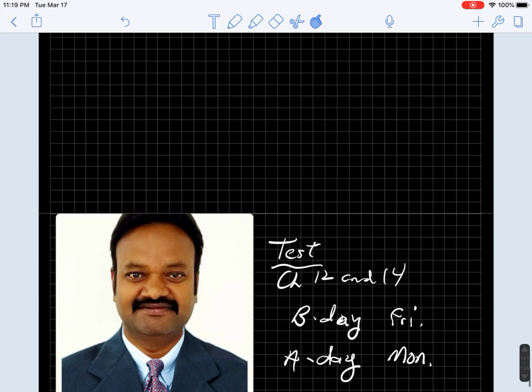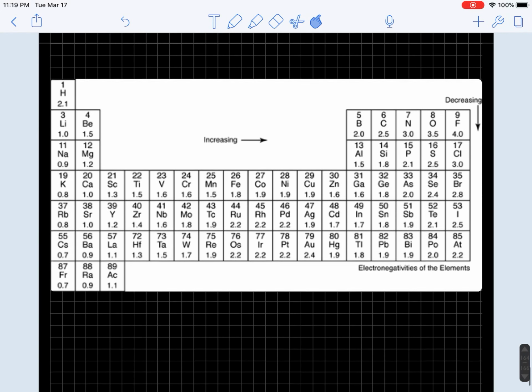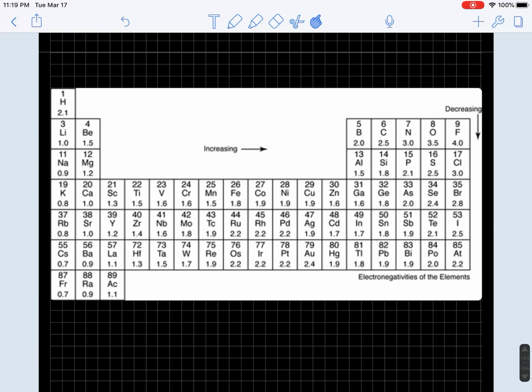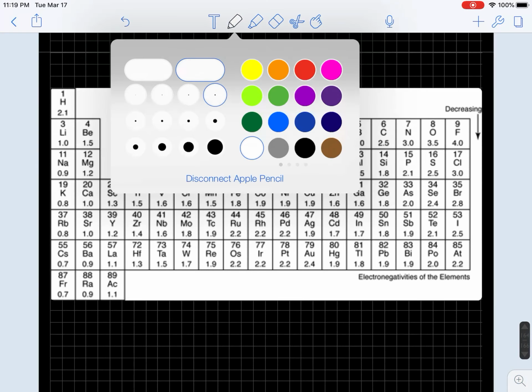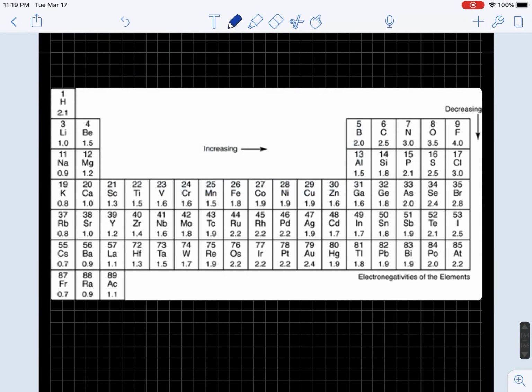Okay, welcome back. We were talking about polarity in a bond based upon these electronegativity values. So let's label this chart electronegativity. Notice they all have some sort of value without a unit. Lithium has a value of 1.0. Fluorine has a value of 4.0.